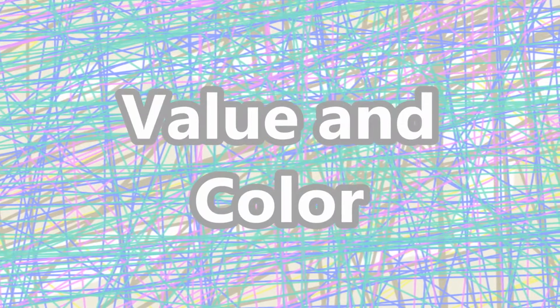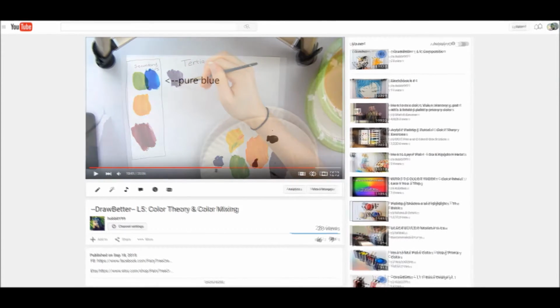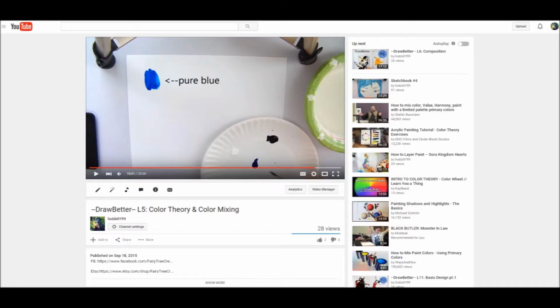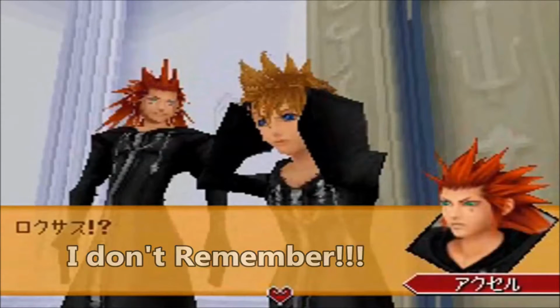The next thing we'll be talking about is value and color. I've talked about color some in the color theory lesson, and I talked about value in the color lesson too, I think. I don't remember. But we're going to talk about it a little bit more again.